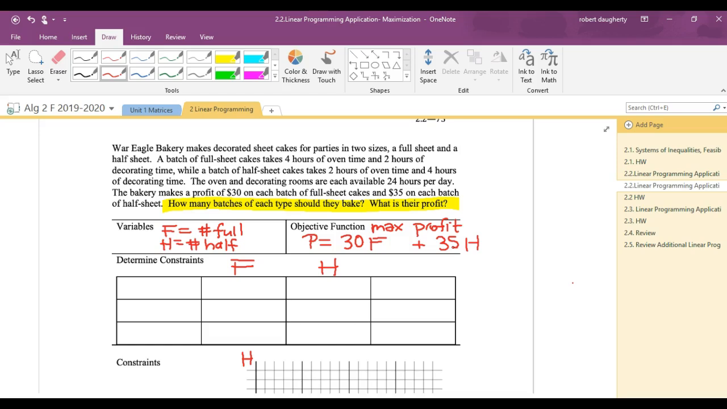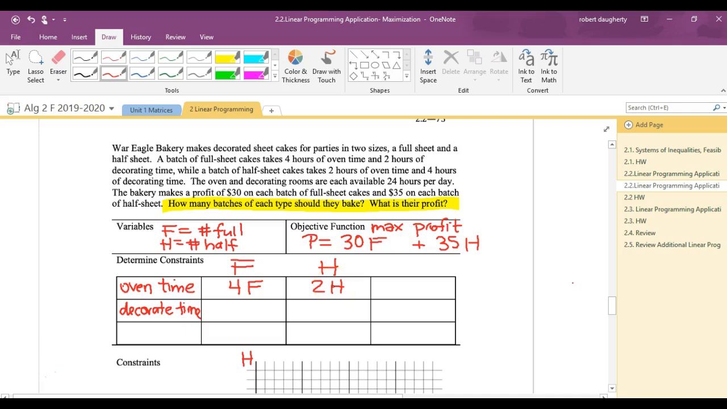It is going to have to deal with the constraints. The constraints I see here are that it takes oven time and it takes some decorating time. Let's just break it down. If I look at the oven, how much time does a full stay in the oven? The full stays in the oven for 4 hours. The half cake takes 2 hours of oven.